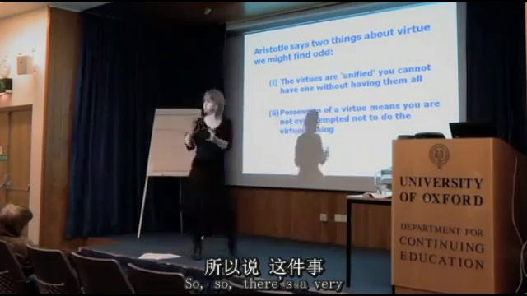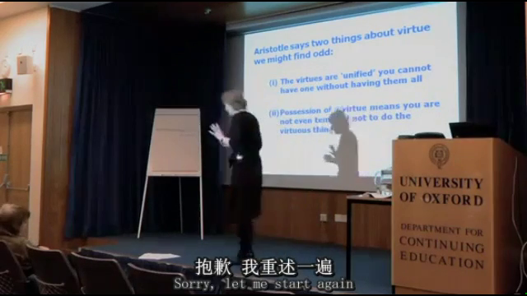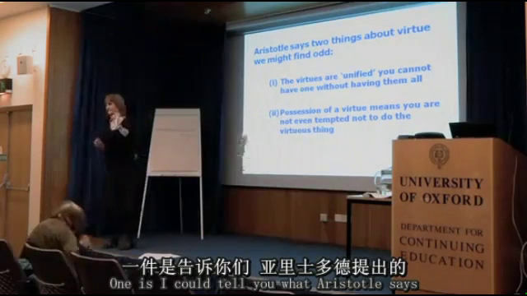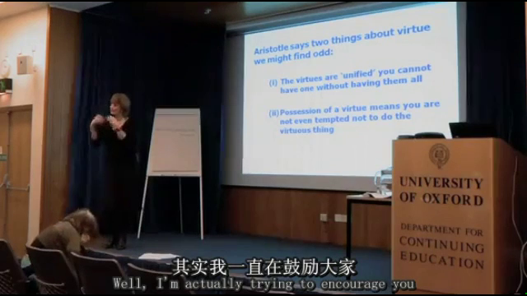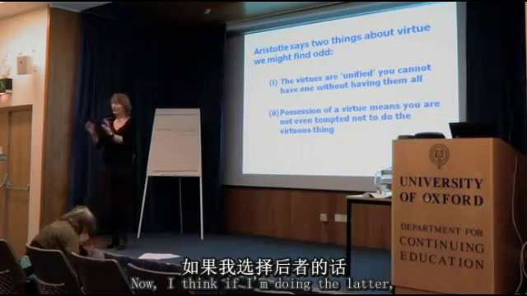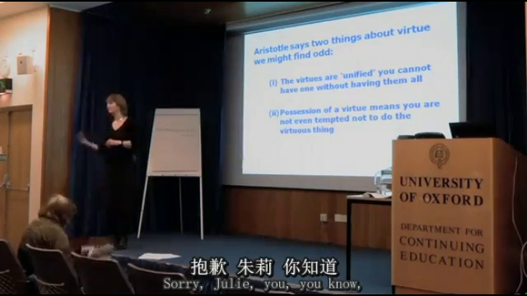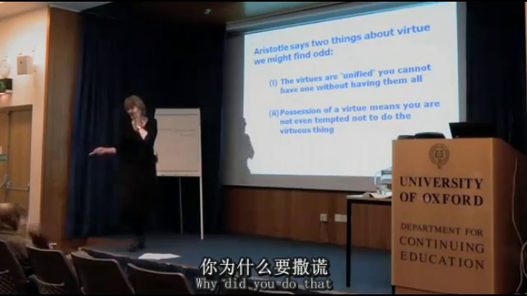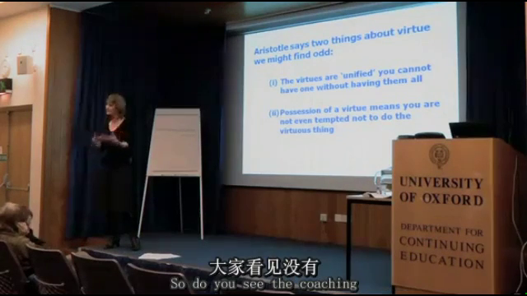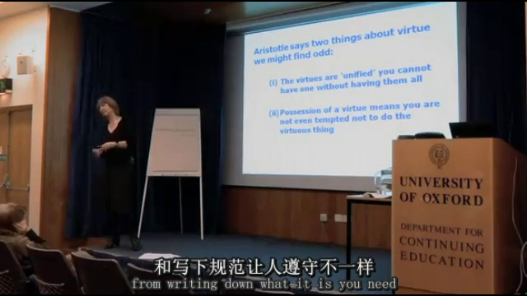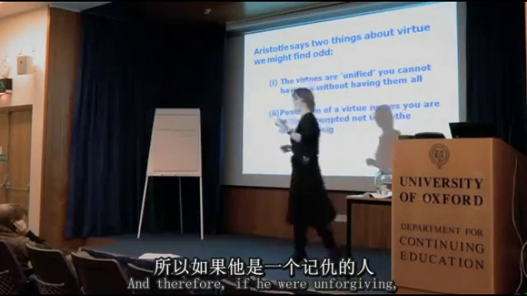So it would be a completely different thing if I were going to say to you, sorry, let me start again. I could do two things. One is I could tell you what Aristotle says that you should do to acquire virtue. The other thing is I could adopt with you the situation of coach, where I'm actually trying to encourage you through the acquisition of a virtue. Now, if I'm doing the latter, I'm going to be saying, come on, I've forgotten your name. Julia. Come on, Julia, you know. Judith. Sorry, Judith, I heard you tell that lie then. Why did you do that? And you'll say, well, I didn't quite have the courage to, and I'll say, okay, well, look, let's put that behind you. You've got to acquire the habit of virtue. So do you see that coaching would be a completely different thing from writing down what it is you need? So I don't think we need to say that Aristotle was unforgiving, because I do think forgiveness is also a virtue, and therefore if he were unforgiving, he would lack virtue himself.